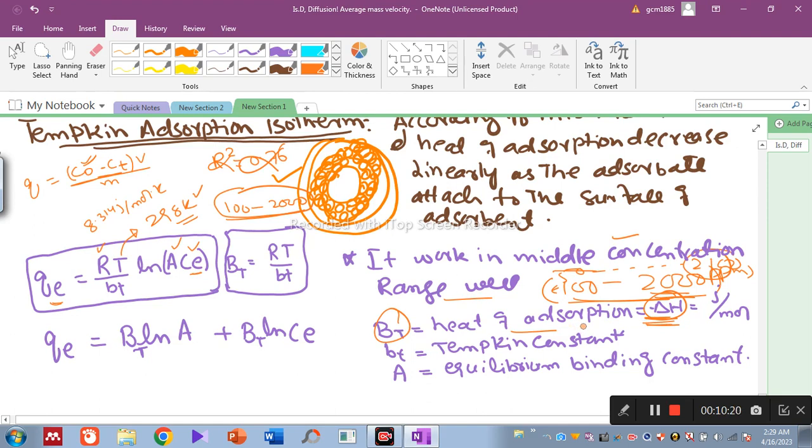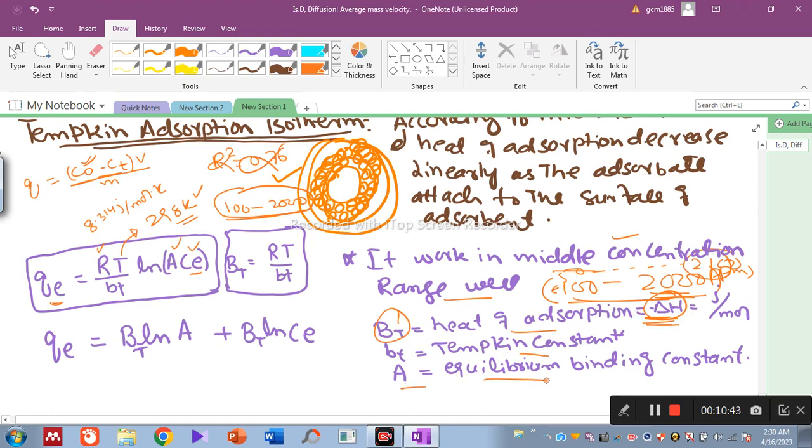But when the heat of adsorption is very high, like 30, 40, 50, 60, then in that case the adsorption will be chemisorption. The chemical bond, the ionic bond or covalent bond or coordinate covalent bond or chelating reaction will be taking place between the adsorbent and adsorbate, and it depends on the heat of adsorption. And this is the Temkin constant.